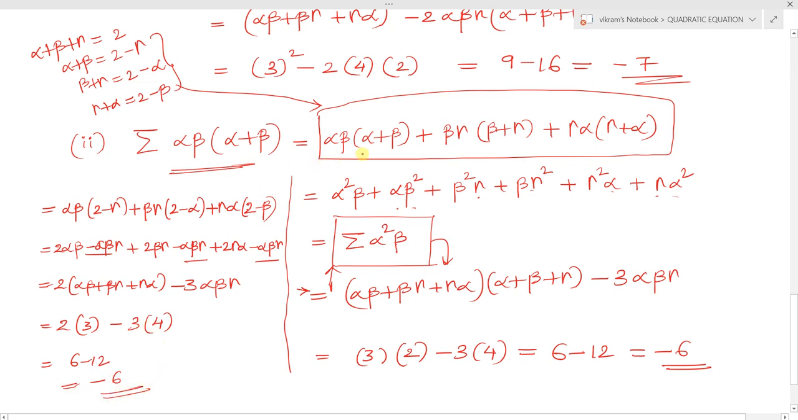So summation of alpha square beta can be written in the form of alpha beta plus beta gamma plus gamma alpha into alpha plus beta plus gamma, minus 3 alpha beta gamma. This is the formula. You have to remember this one, otherwise you can simplify in this manner and you will get the required result. We have two methods to find this.